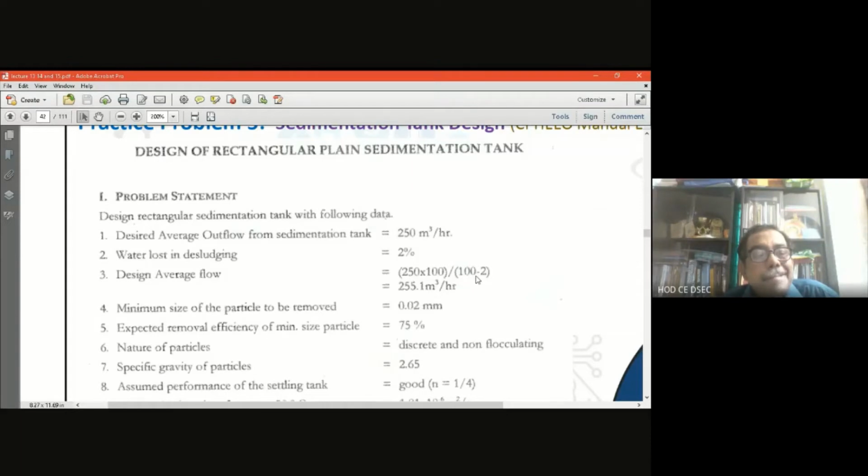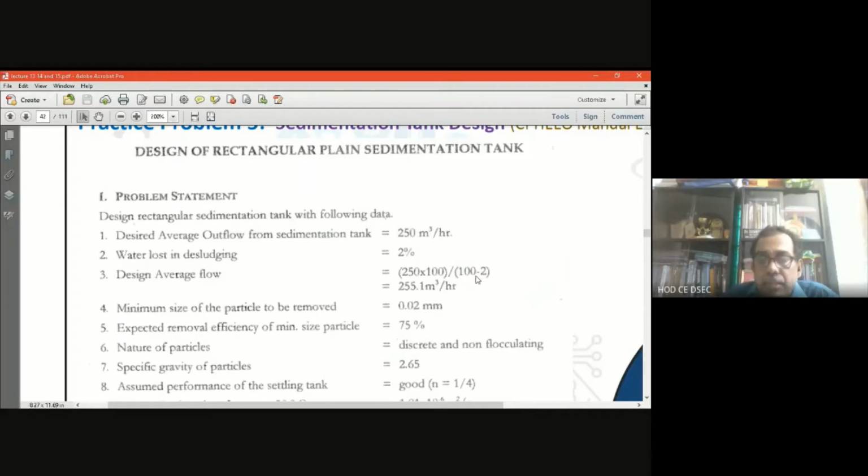So design a rectangular sedimentation tank. We are talking about the rectangular sedimentation tank design. Now, the average overflow from the sedimentation tank is given as 250 meter cube per hour. Water loss in desludging is 2%. Design average flow, that is given in the question, is 255.1 meter cube per hour.